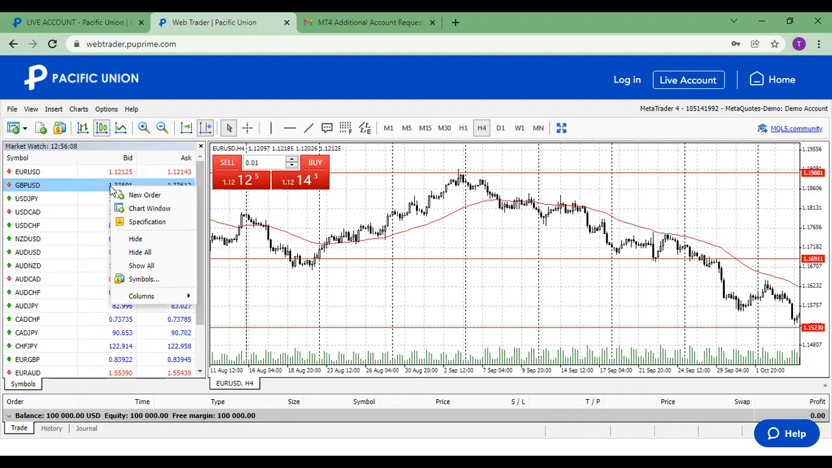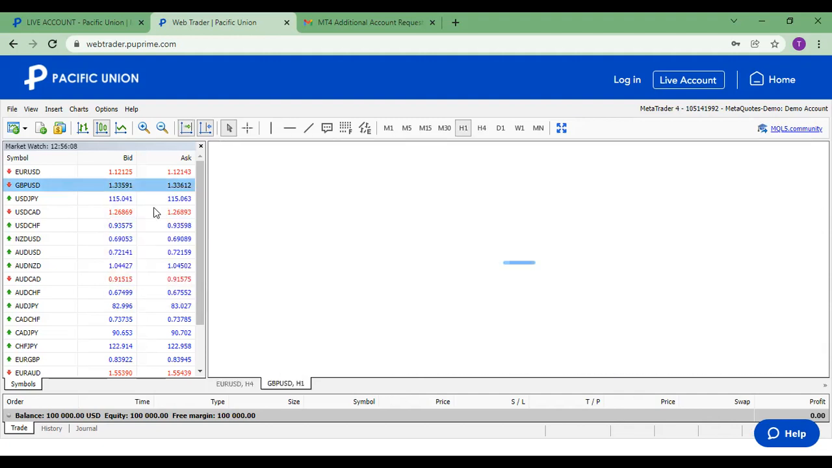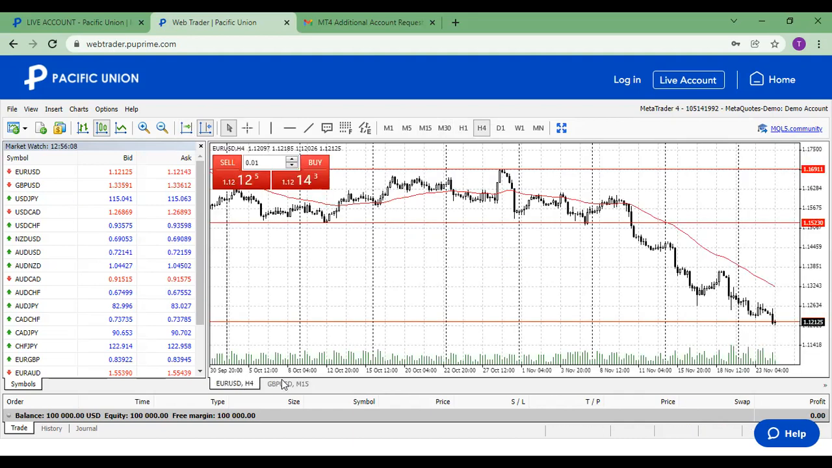Okay, it doesn't work like FT4. Okay, just right click, chart windows. Okay, you can click on 30 minutes, while it's still loading. If for some reason, I don't know why, it's a network issue, it's not loading. Okay, let's just stick with this one.